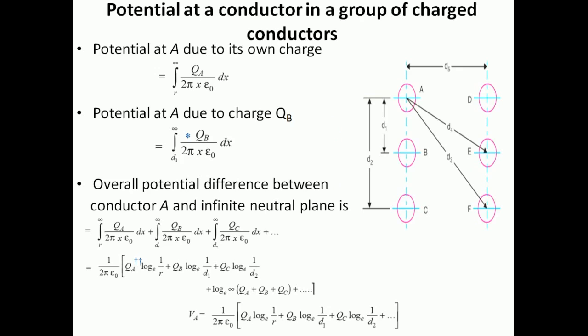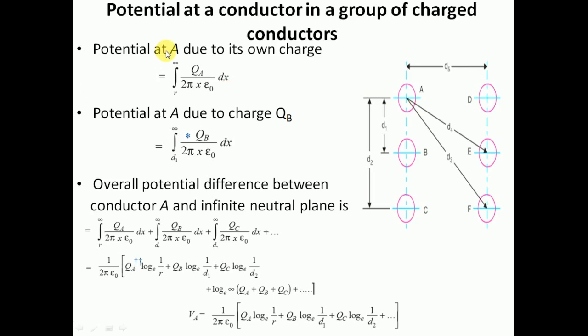Now let's see potential at a conductor due to a group of charged conductors. Here in this diagram you will be able to see numerous conductors, that is conductor A to conductor F. We are going to find the potential at conductor A due to the influence of charges which are flowing through all the other conductors. First we will write down the relation of potential at A due to its own charge.